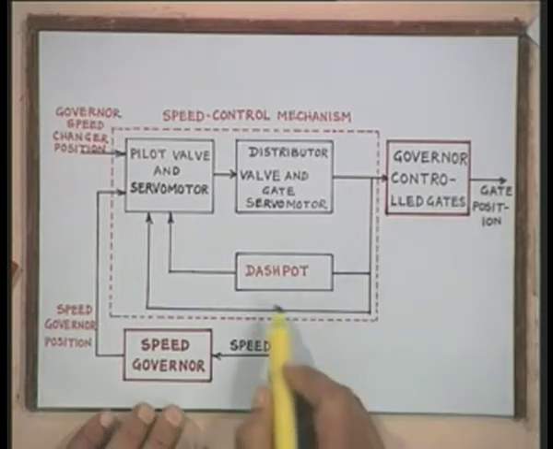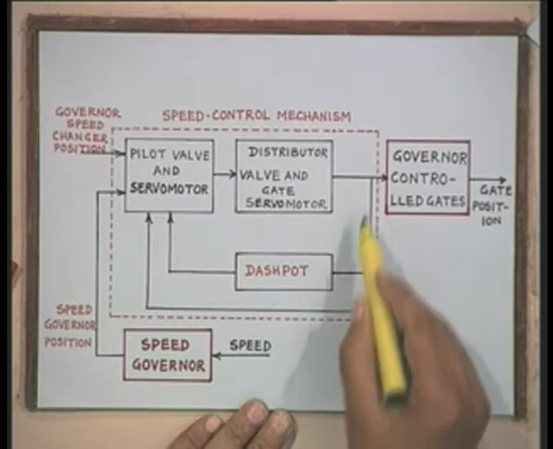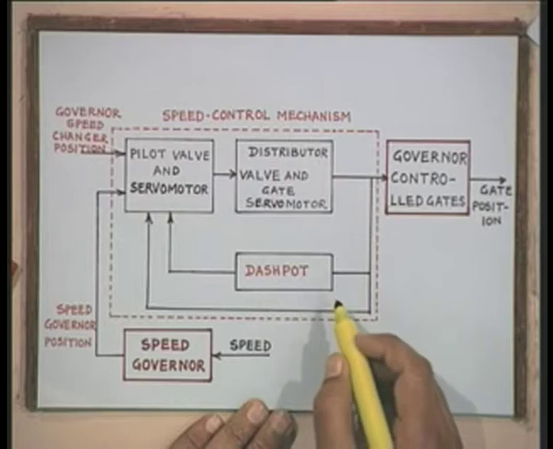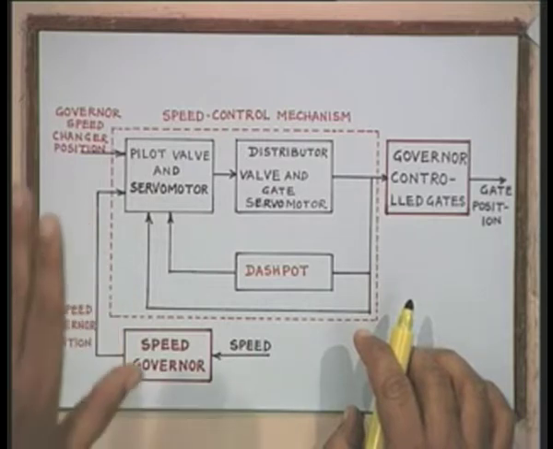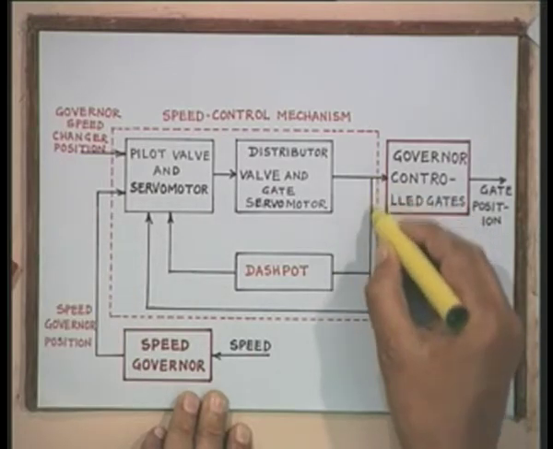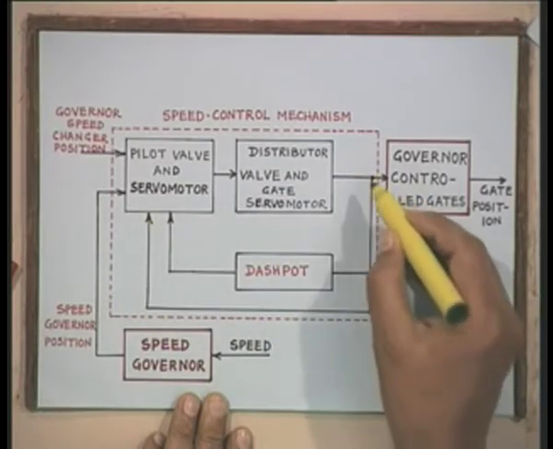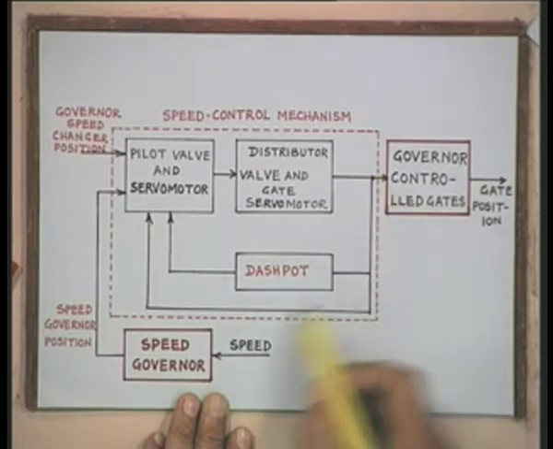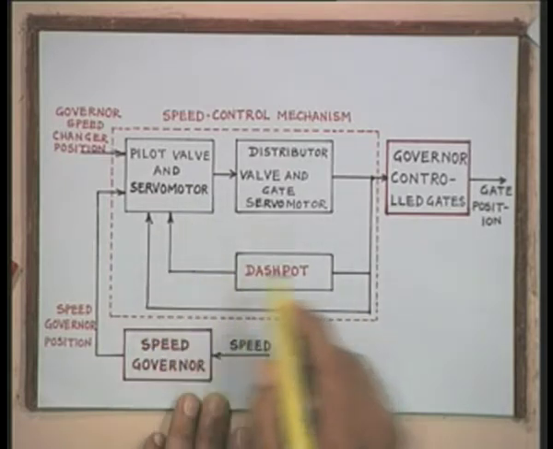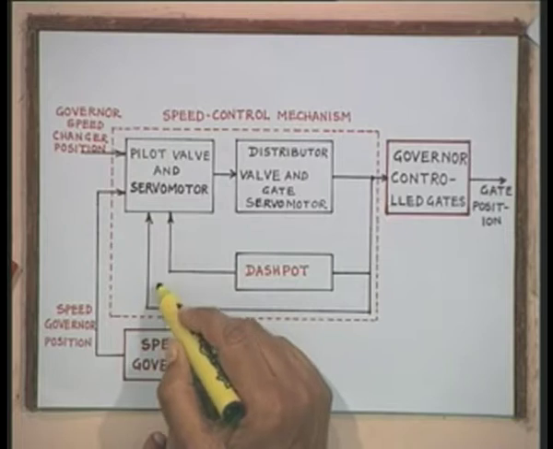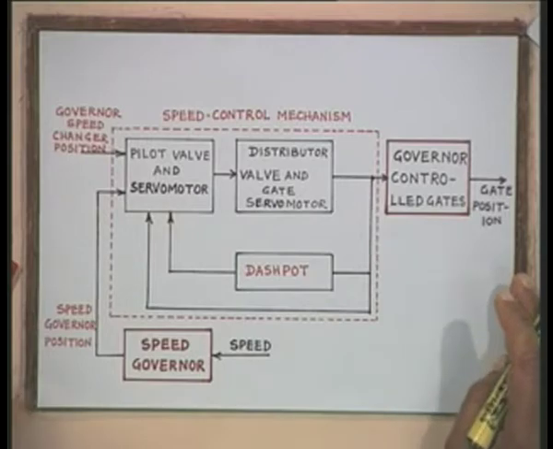Now, this dashpot is to provide a feedback signal, and this feedback is a derivative feedback. This dashpot is to realize a derivative feedback. Then you can see here that there are two feedback signals coming. One is directly coming from the position of the servo motor, another is coming through the dashpot. Now, these two feedback signals are required to obtain the required characteristic for the hydro governor.